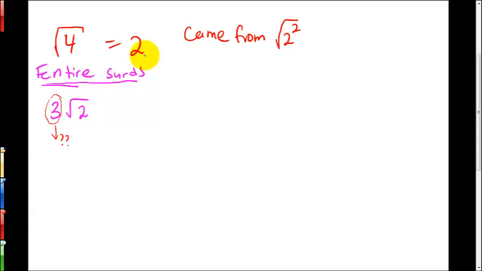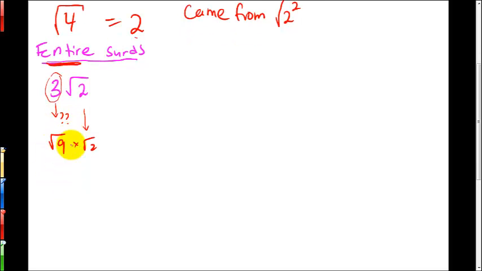Well, the 3, just like here, it would have come from a root 9. Right? That 3 is a root 9. Then this root 2, you follow it down. That doesn't change. That stays as root 2. The reason why is because you want it as an entire surd. So you don't want to change the surds. You just want to change the numbers that are not surds or that are not in square root form.